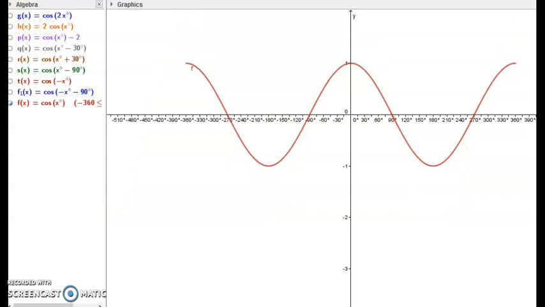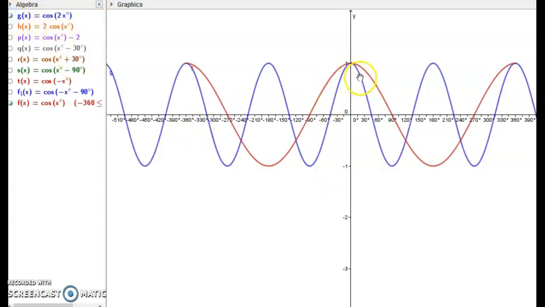The following graph is cos of 2x. Now the period is halved, so there are 2 complete cos graphs in an interval of 360 degrees. How does this impact my graph? I will have 2 complete cos graphs in an interval of 360 degrees.